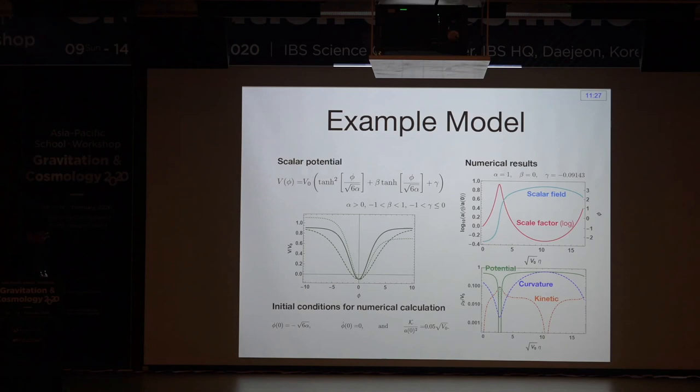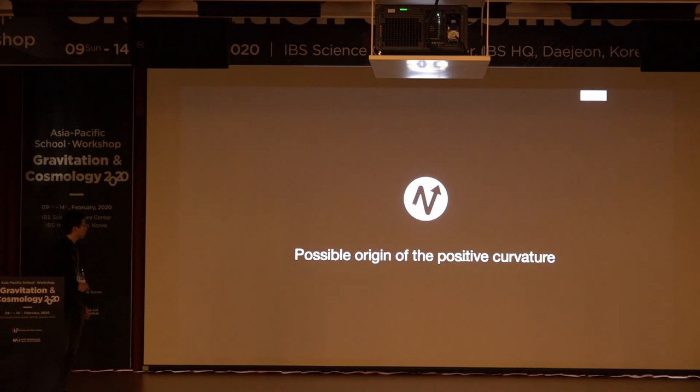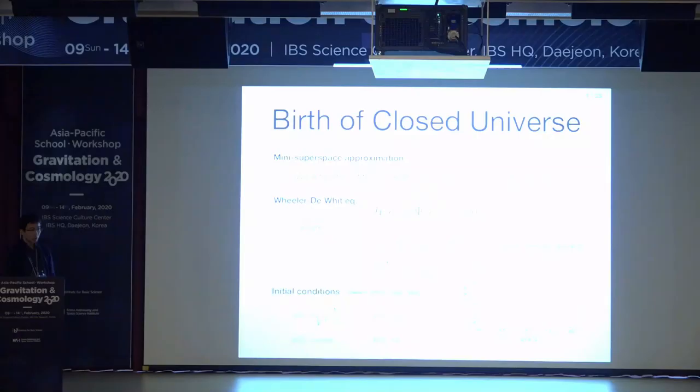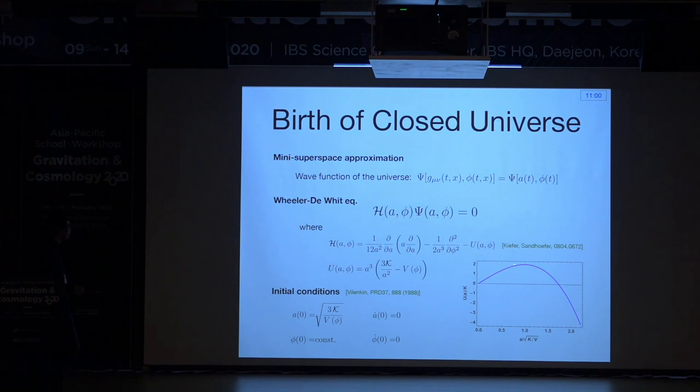So far, I just input the positive spatial curvature, but let's discuss some possible origin of positive spatial curvature. There is some interesting cosmological scenario which is based on a positive spatial curvature. For example, it is the creation of the universe from nothing, which was proposed by Vilenkin. I will briefly describe it in one slide.